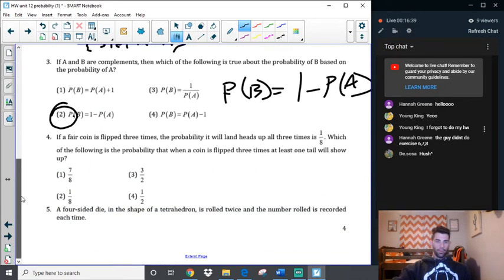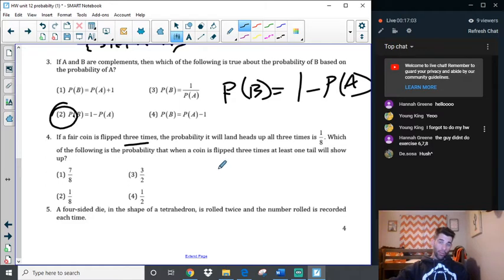Okay. 4, same situation. A fair coin is flipped 3 times. The probability it will land heads up all 3 times is 1 out of 8. Which of the following is the probability that when the coin is flipped 3 times, at least one tail will show? Okay.